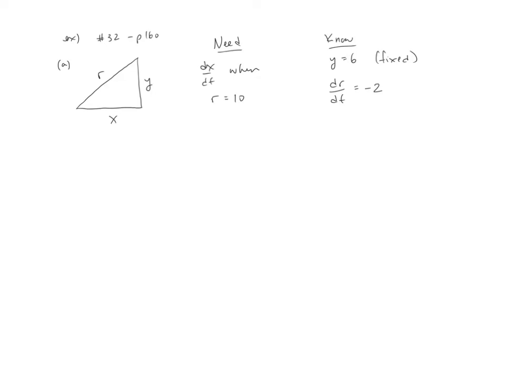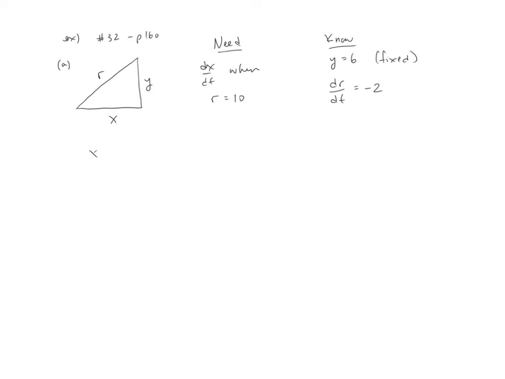At the instant r is 10, what is dx/dt? At the instant the length of the rope is 10, how fast is the boat moving towards the dock? Okay, and that's why, again, we want to distinguish between what is fixed and what is not. So I need to now establish a relationship between x and y and r.